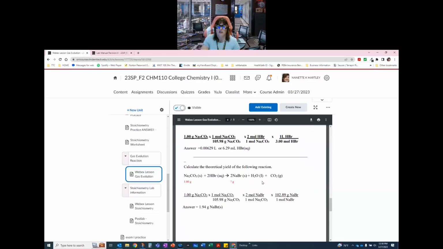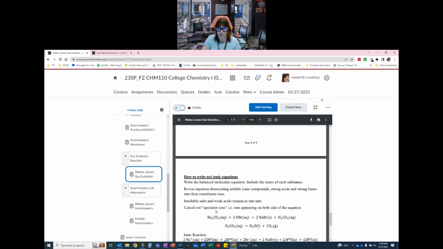Okay, we can calculate a theoretical yield here. And of course, that's slightly different. So this is how much NaBr was required to do this reaction. Now, if we calculate a theoretical yield based on this, we get 1.94 grams of NaBr should be produced. Okay, so that's no different than what we talked about before.